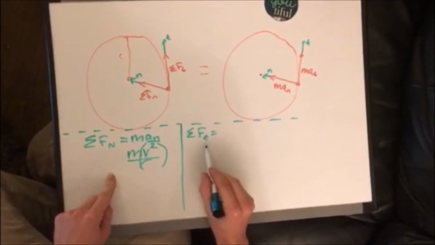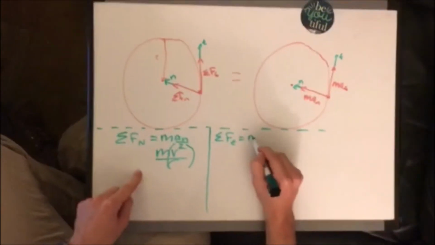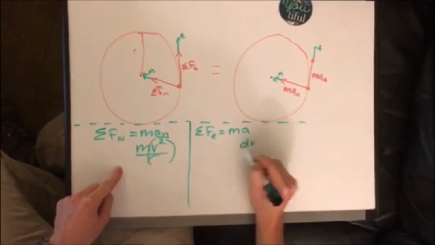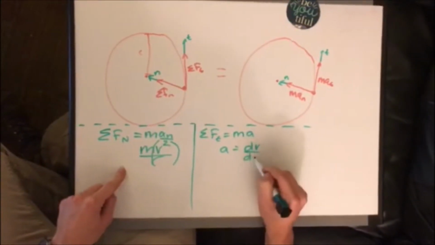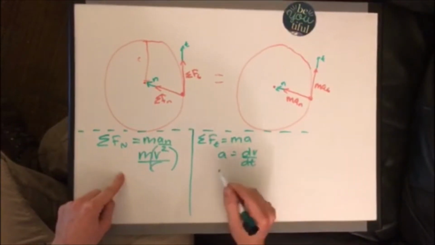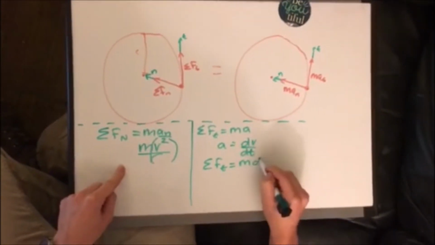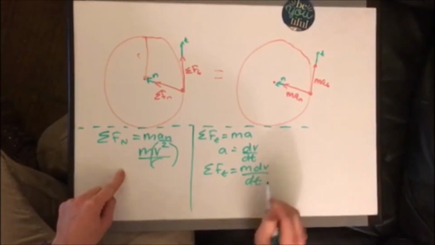For the tangential direction, I know the mass times the acceleration. Tangential acceleration is equal to dv over dt, and so I can show that the sum of the forces in the t direction is equal to m dv dt.